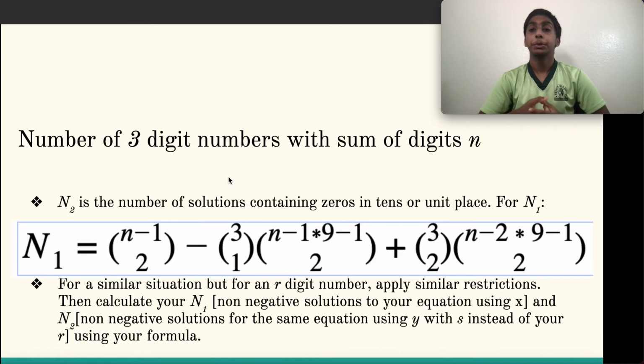But for n1, we'd actually use a formula. So for n1, it's equal to, right here you can see, n minus 1 choose 2, minus 3 choose 1, into n minus 1 times 9 minus 1 choose 2, plus 3 choose 2 into n minus 2 times 9 minus 1 choose 2. Again, so this is just a lot of choosing. We're doing a lot of combinations, but it's not too hard to evaluate these.